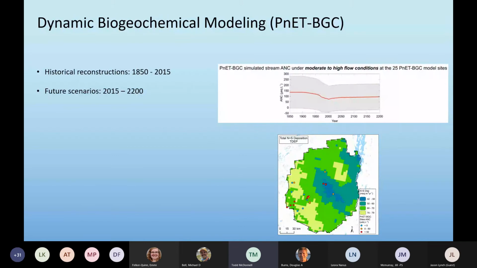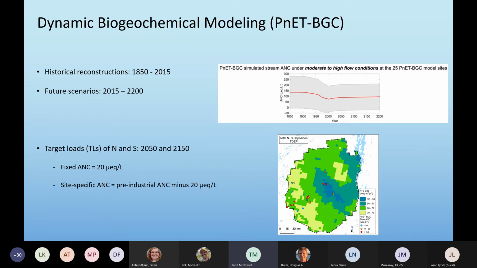PnET-BGC was used for the dynamic modeling. That model allows for historical reconstructions of acid neutralizing capacity, ANC, in the stream. So we can go back all the way to 1850, pre-industrial conditions, and get an estimate of what the stream's chemical condition likely was before elevated deposition. The model can also be used to look forward and evaluate future scenarios. These are typically future scenarios of emissions changes that would result in changes in deposition. We typically look at decreases in emissions and decreases in deposition, and then how that plays out in the stream system in terms of ANC response.